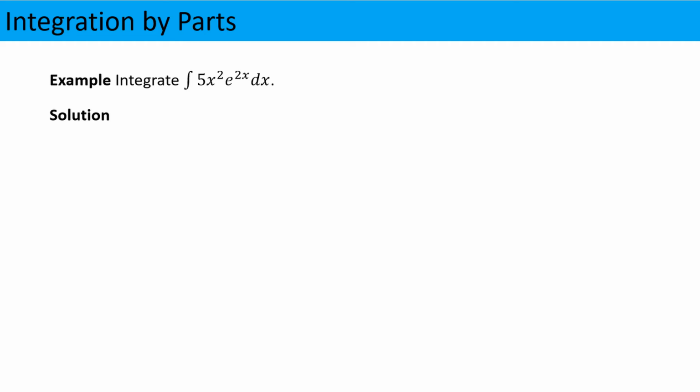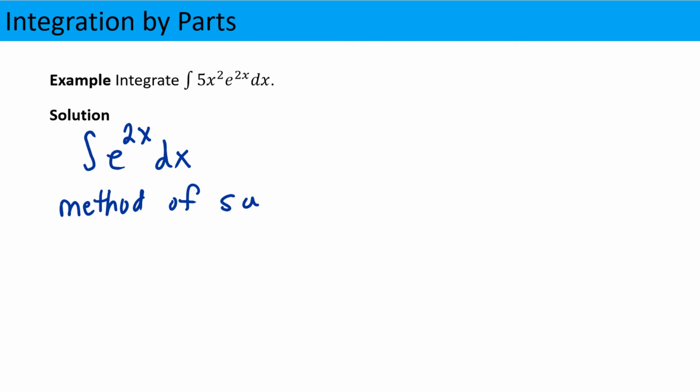Example, integrate 5x squared times e to the 2x dx. Before we actually do this integration problem, we're going to do 2 pre-integration problems. I'd like to start by first looking at the integral of e to the 2x dx. This integration problem will be solved by method of substitution. So let's do a quick reminder. Method of substitution.